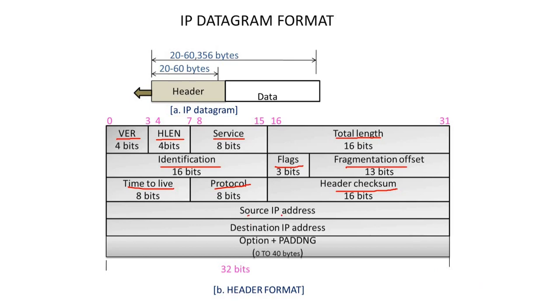Then, the source IP address and destination IP address are 32-bit fields, which carry the address of the source and the address of the destination, like who is sending the data and where they want to send the data. Then after that, options and padding. The option field we can use for additional space for any specific task. Get it? So that's why additional space is given for the options. So that is all about the IPv4 datagram.